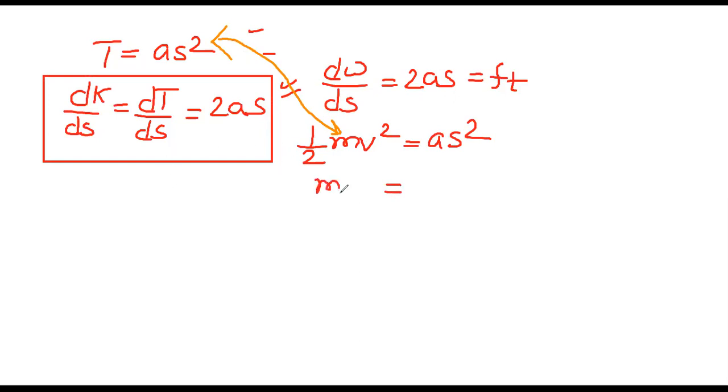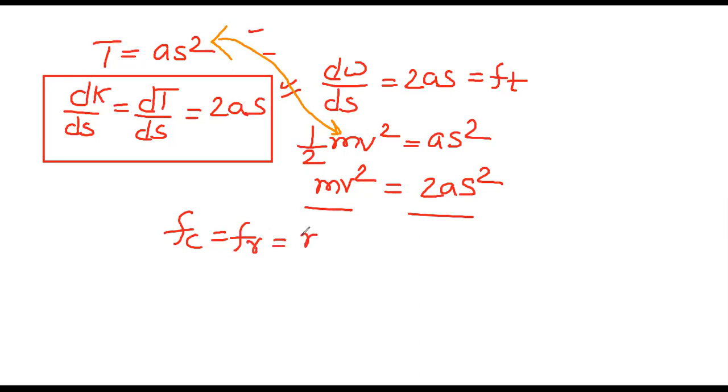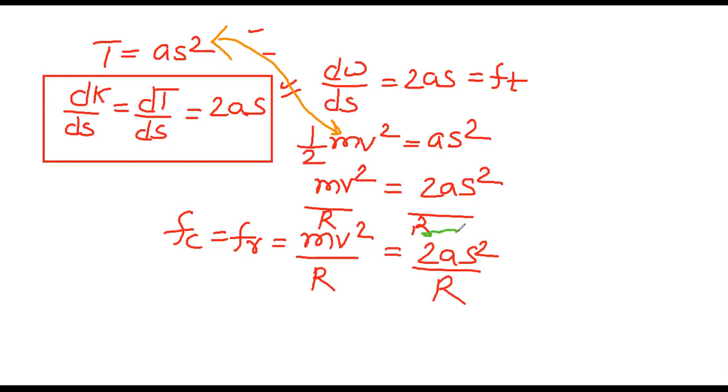So mv square is equal to 2a s square. We know that the centripetal force or the radial force, in a circular case, is equal to mv square upon radius. So dividing both sides by capital R, it will be equal to 2as square by capital R.